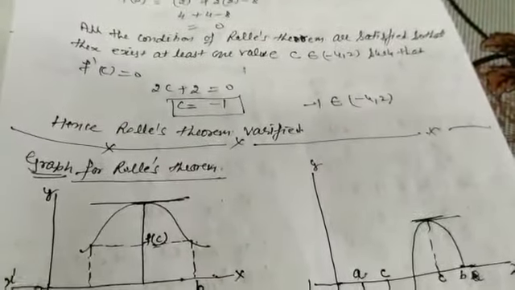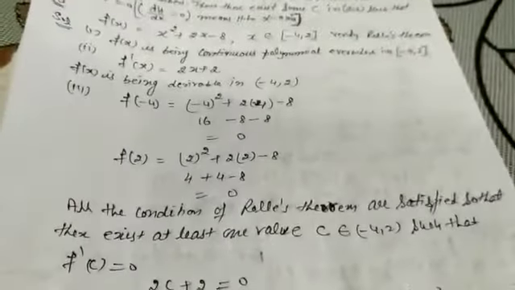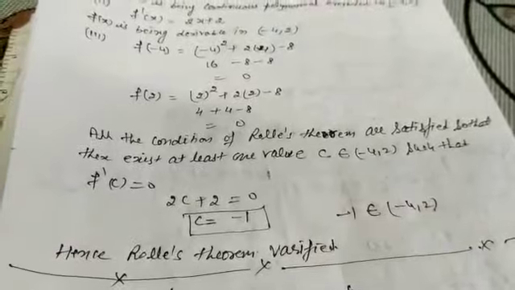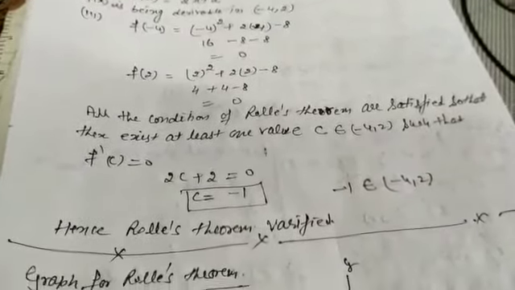So Rolle's theorem is satisfied by three conditions. Number 1, continuity. Number 2, differentiability. Number 3, the value of the function at a and b being equal, and then f'(c) equals 0.